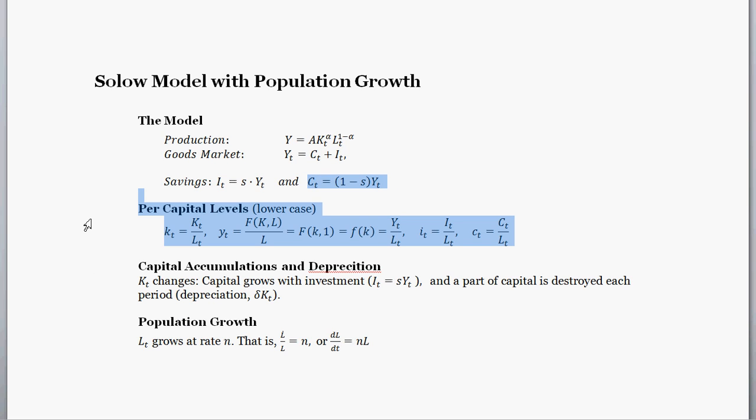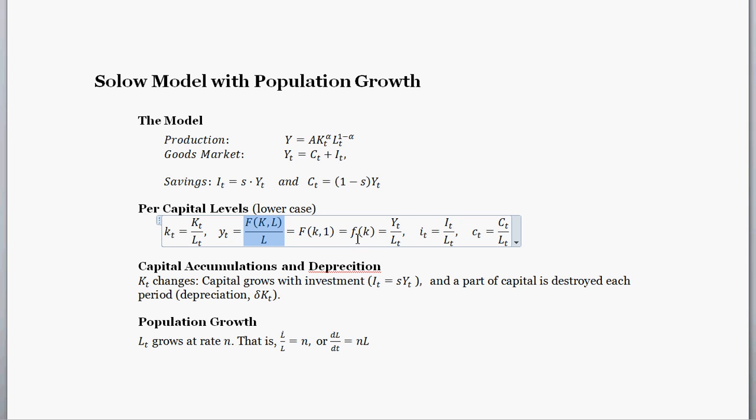Also, the model deals with per capita levels. Sometimes I refer to it as per worker levels. So what do we mean by per capita or per worker? We usually notationally designate it by a lowercase k here. So per worker capital is just the quantity of capital in the economy divided by the number of workers, so K divided by L. Per capita output here is just the total production in the economy divided by the number of workers.